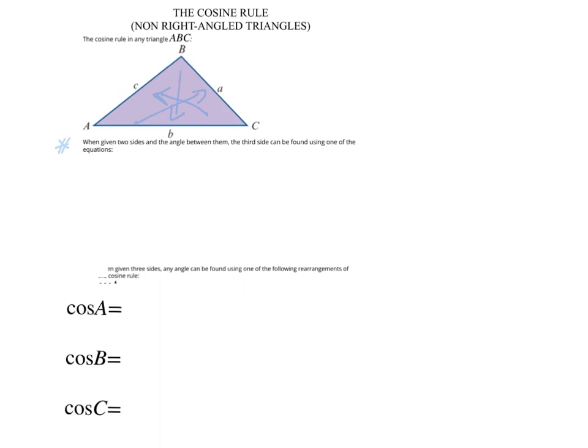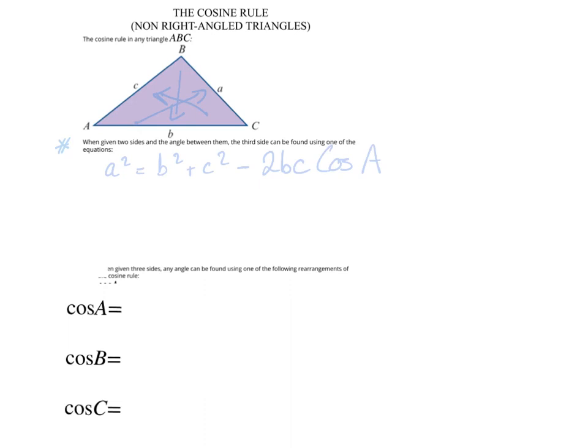So what is the cosine rule? Well, here's one version of it. A squared is equal to B squared plus C squared, so the other two sides, minus 2bc, so those two sides multiplied together by 2, cos of A. Well, we were looking for A squared, so cos of A.